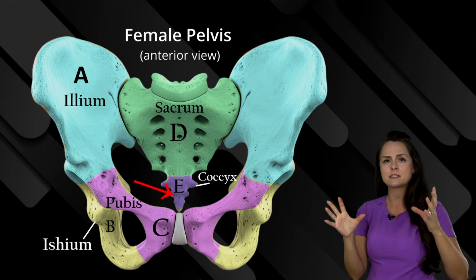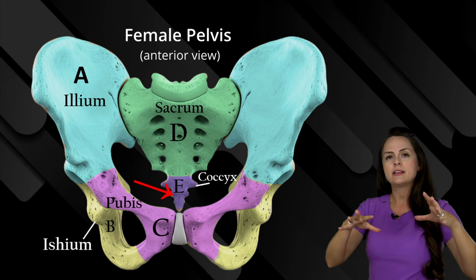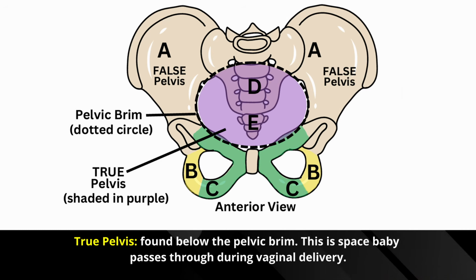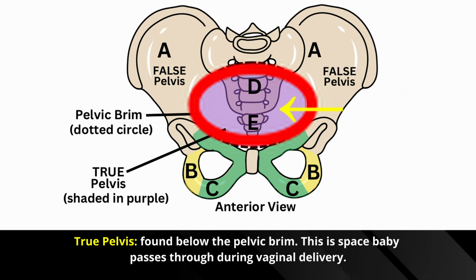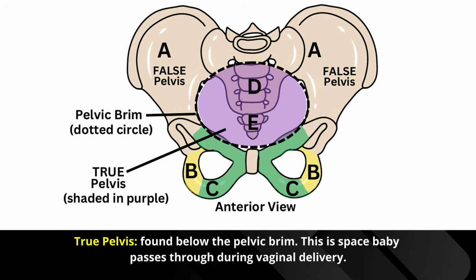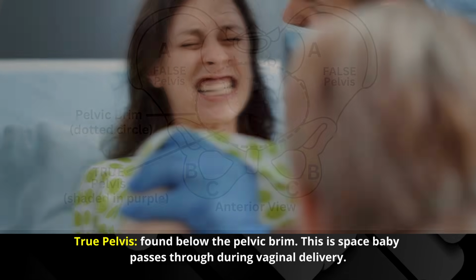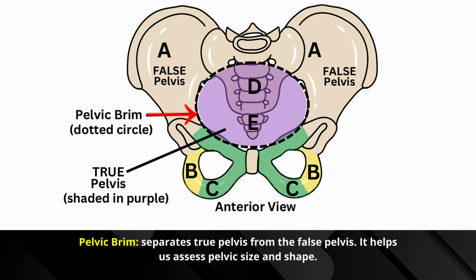Now we can take this pelvis and we can further divide it into the true versus false pelvis. So let's start with the true pelvis, which you can see here shaded in purple. This is found below the pelvic brim and is the space that the baby's actually going to pass through during a vaginal delivery. So the pelvic brim is going to separate the false and true pelvis from each other, and it helps us assess pelvic size and shape.